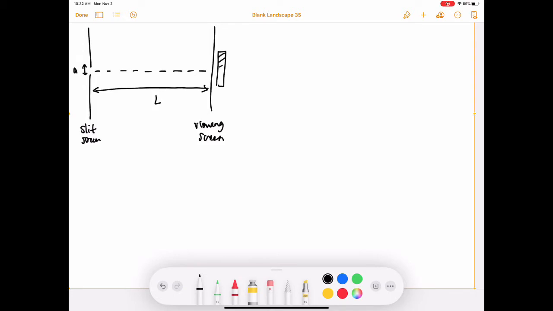We have a central bright spot, which I'll show right here. And then we have a bright spot next to that, but there's a little dark gap in between them. That little gap in between is the m equals 1 minimum. And of course, we have 1 on either side. The pattern is symmetric. Now, the size of that bright spot, which we'll call W, specifically we're talking about the width of the central maximum.